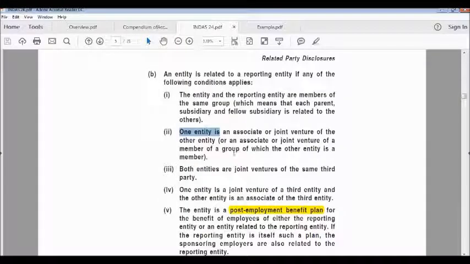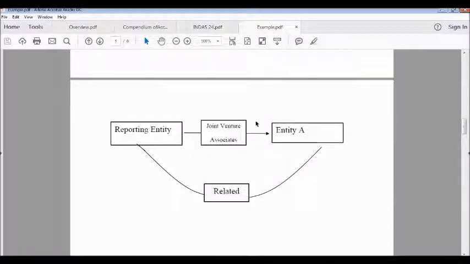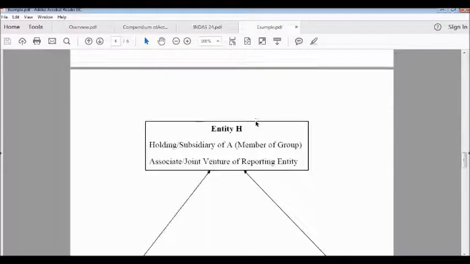So this clause also has a bracket, which is quite complicated: or an associate or joint venture of a member of a group of which the other entity is a member. That is, the other entity is a member of the group, and the reporting entity is an associate or joint venture of a member of the group. Let me explain this by way of an example because this one is quite complicated.